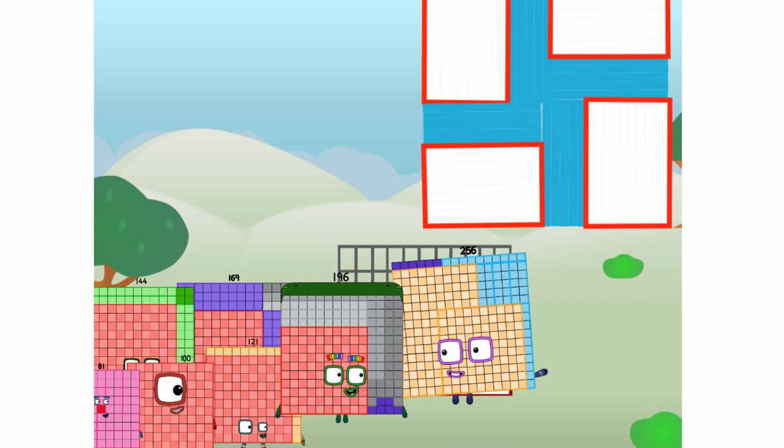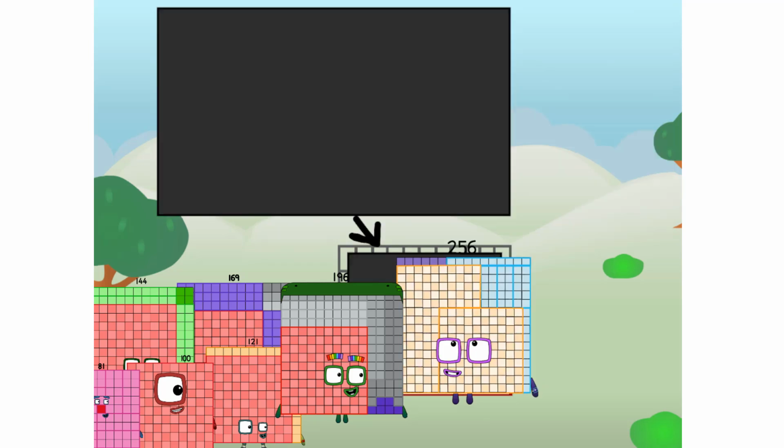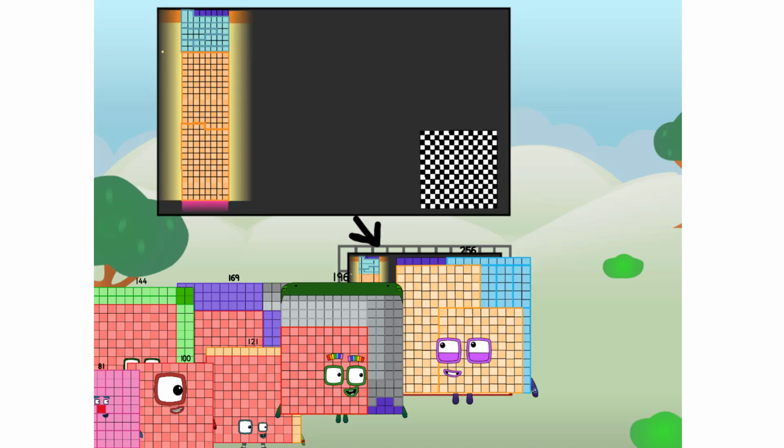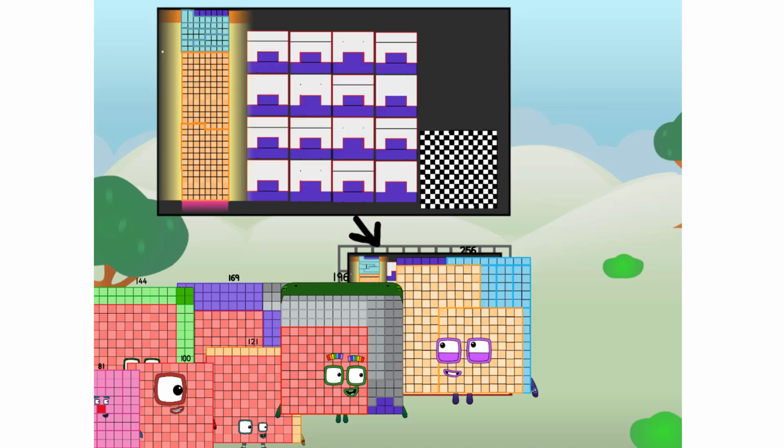Ah, there you are. This way. I've got so much to show you. I am 256. And I can be a strong square. A 16 by 16 chessboard. A super rectangle. A square that is made of squares that is made of squares because I am 16 by 16. Or even a super cuboid.